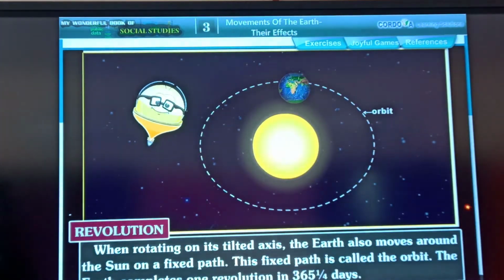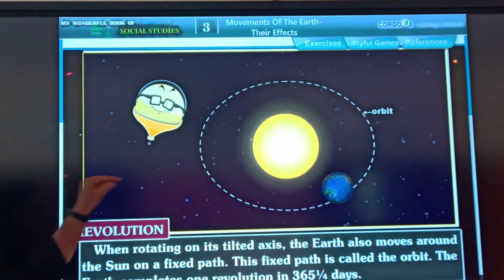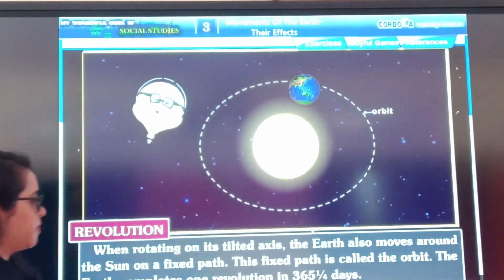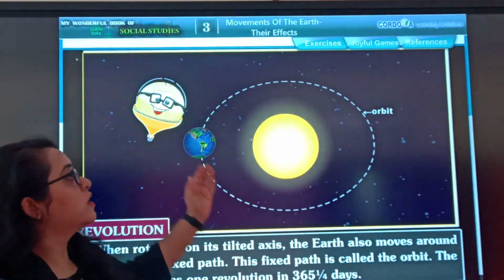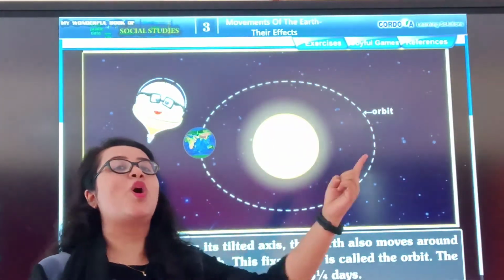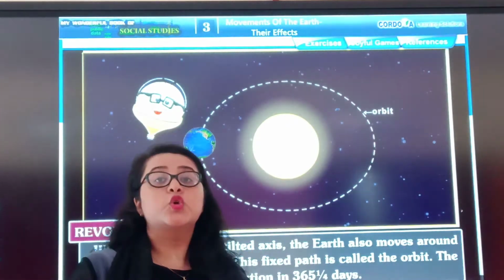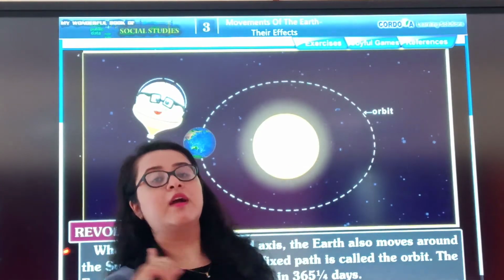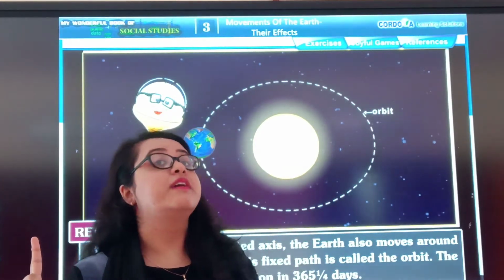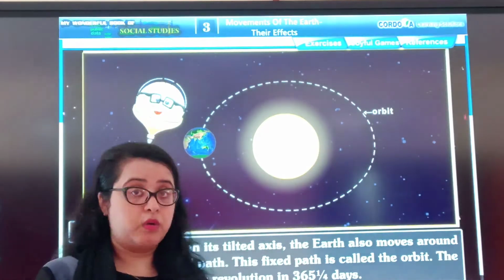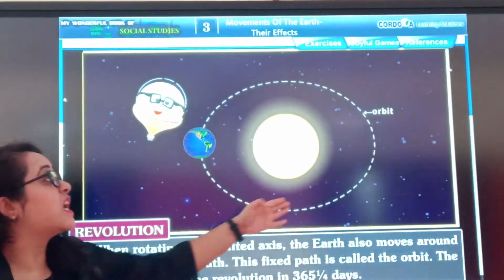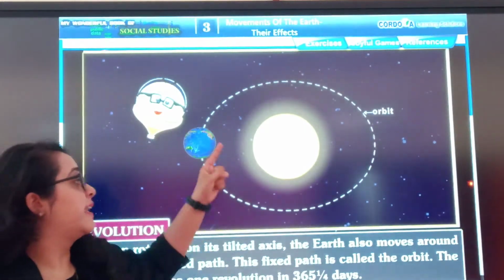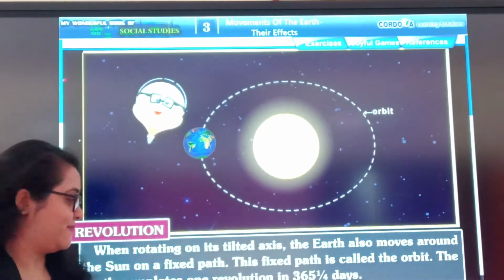While rotating on its tilted axis, the earth also moves around the sun on a fixed path. This fixed path is called the orbit. When the earth revolves around the sun, when it rotates on its own place and completes the full circle, that is known as revolution. When the earth moves around the sun in a fixed imaginary line, that imaginary line is known as the orbit.